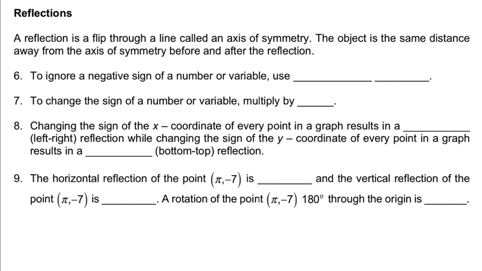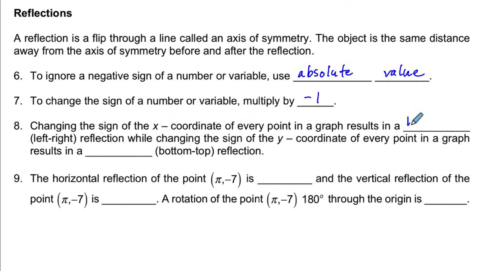Another useful property we will talk about for functions is a reflection. A reflection is a flip through a line called an axis of symmetry. Now remember, if we want to ignore a negative sign of a number or variable, we use the absolute value. But if we want to change the sign of a number or a variable, we multiply by -1. So a reflection has to do with changing the sign of the number or the variable.